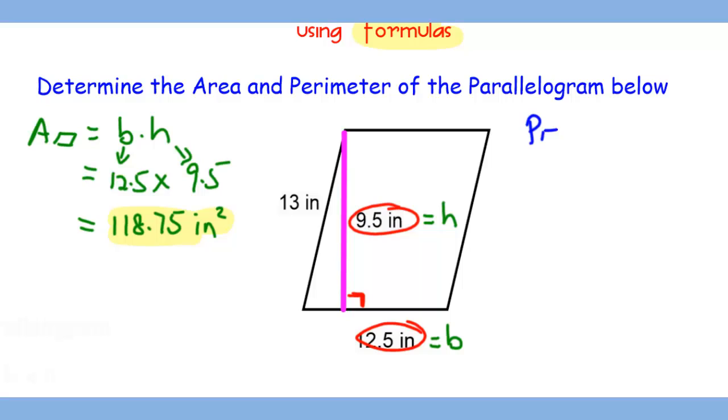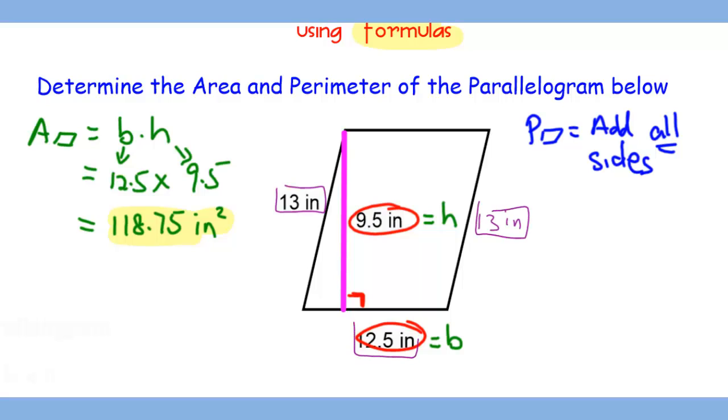To find the perimeter of a parallelogram, all you need is to add all the sides together, which if the left side is 13 inches, the right side will also be the same thing because they are congruent. If the bottom is 12.5, the top will be 12.5 as well. So now all you need is to do 13 plus 13 plus 12.5 plus 12.5, which should give you 51 inches as your final answer. Now notice how 13 and 12.5 are repeating each other.